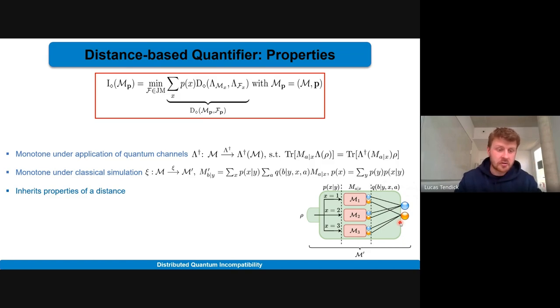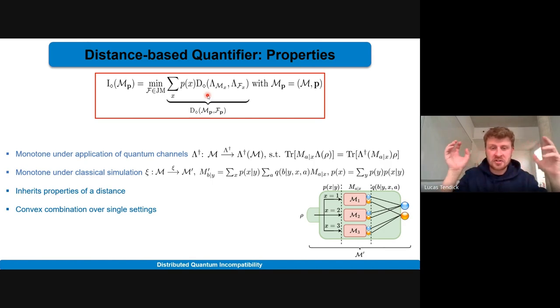Furthermore, that's the whole point, it inherits the properties of a distance. We will later derive order results by just using the triangle inequality, which is surprisingly simple, but as I will show, also quite powerful. Furthermore, what we need is that we have a convex combination over single settings, meaning we have the sum explicitly being a convex combination over each setting. And we don't have a very convoluted distance that incorporates all these settings into a single distance somehow. We really see that we compare distances for each setting.